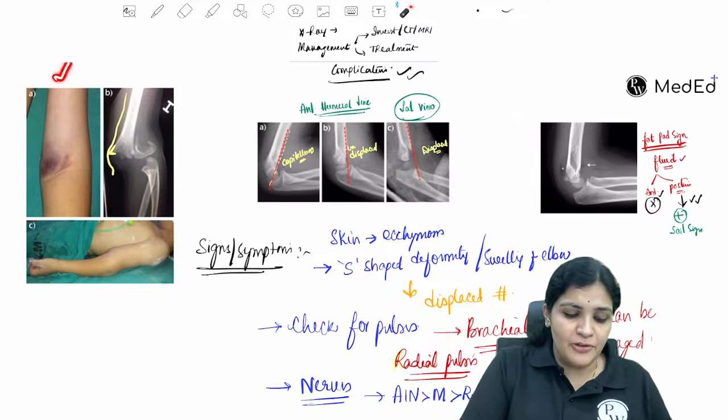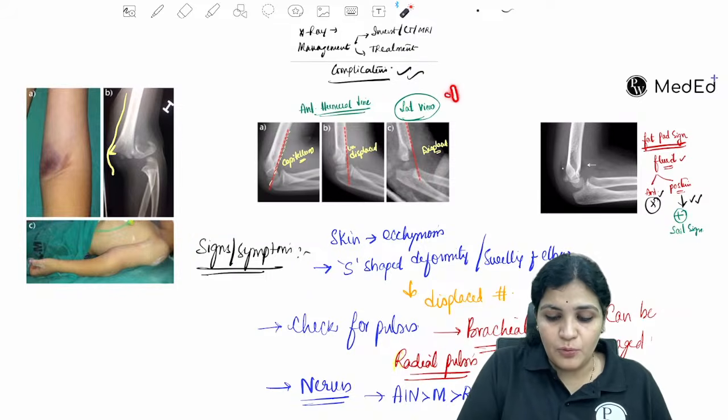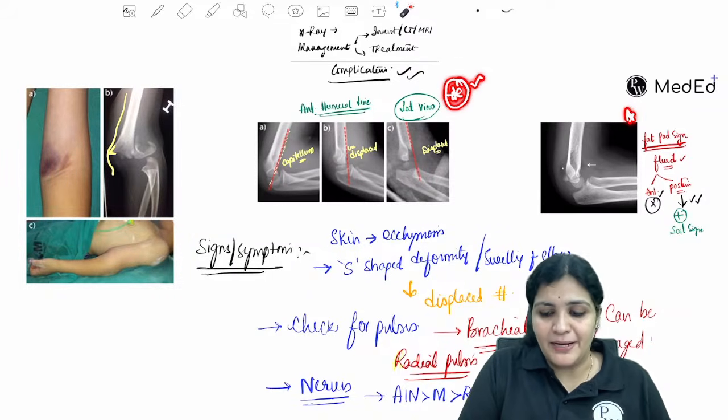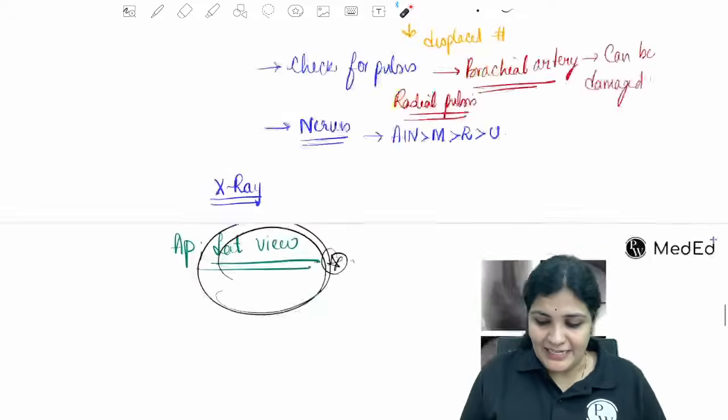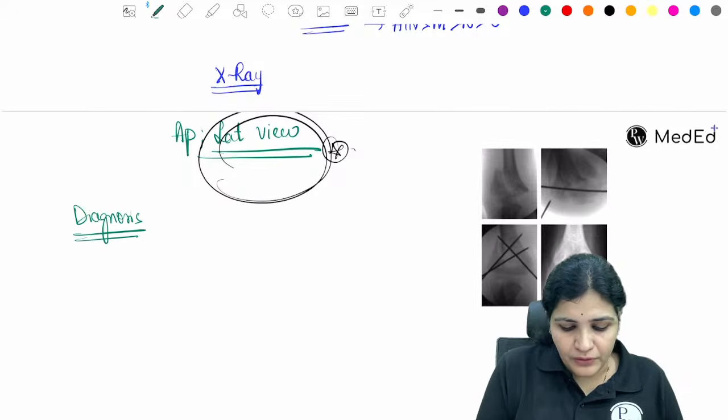So this is the ecchymosis. This is the X-ray on the AP view, and this is your S-shaped deformity. On the lateral view, you will comment upon the anterior humeral line crossing the capitulum and the fat pad signs. So these are all about the X-rays. Once you confirm the diagnosis, then you will go for the management.